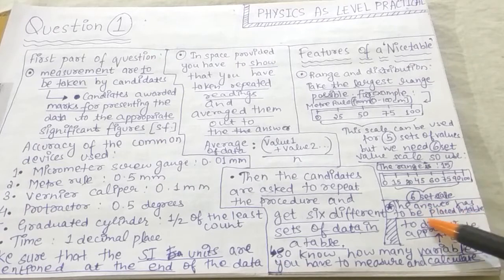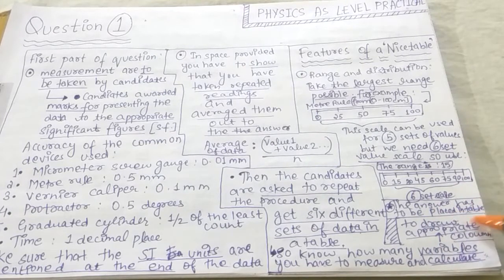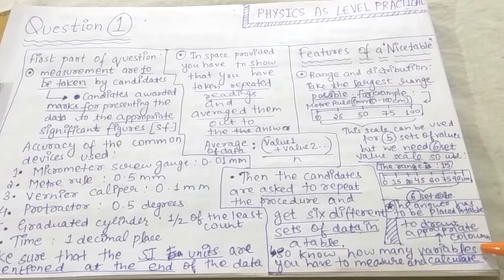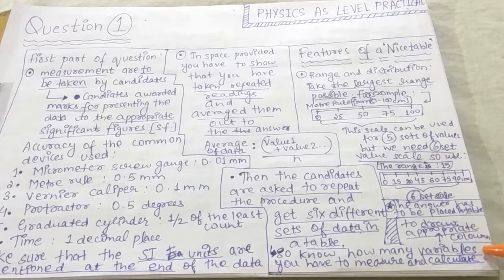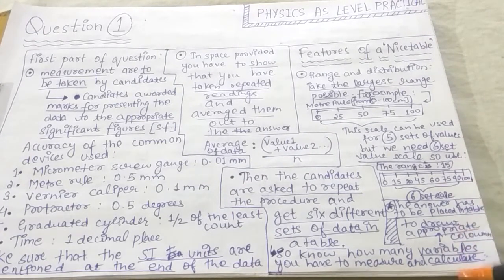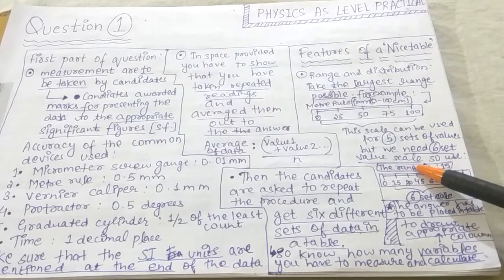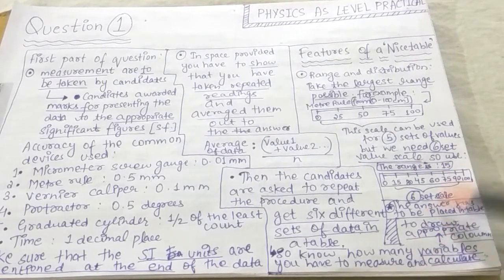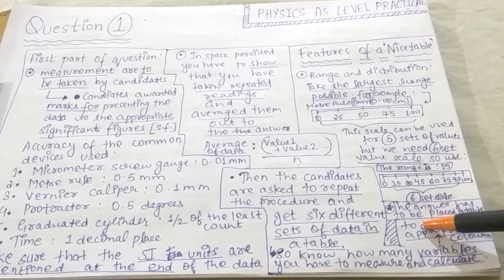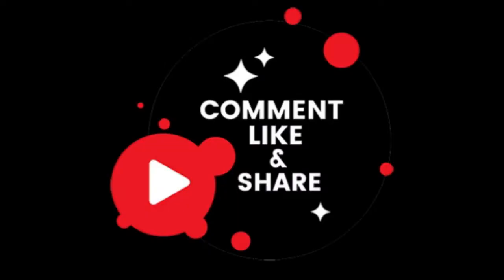So the answer has to be placed in a table, and you have to draw the appropriate columns, placing each variable and the calculated quantities as well. The calculated quantities are most probably the y, and most of the variables are x. I'll provide you with some more examples on this topic in my next video.